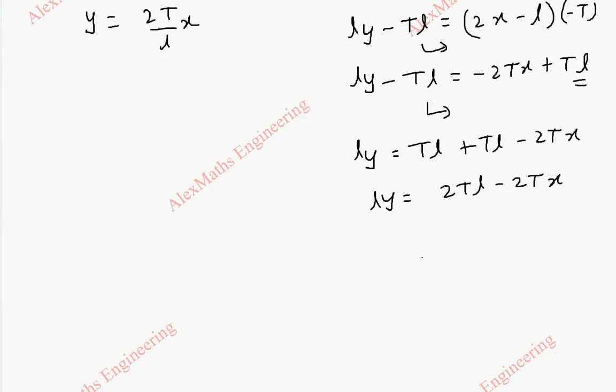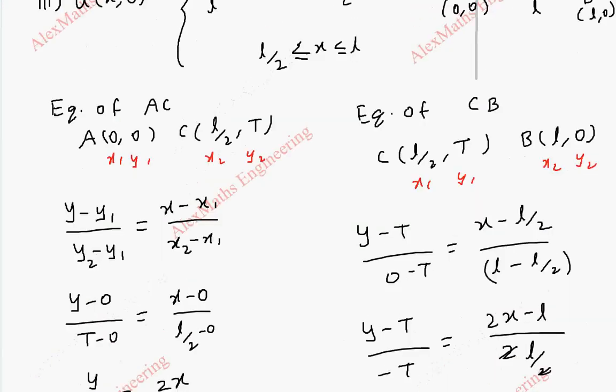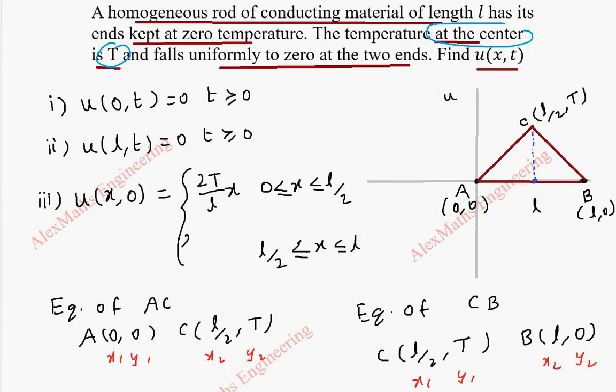I can take 2t common, it is L minus x, and here y will be 2t by L into L minus x. So we take this here, 2t by L into L minus x. So this is the function we got. Now let's write the heat equation.